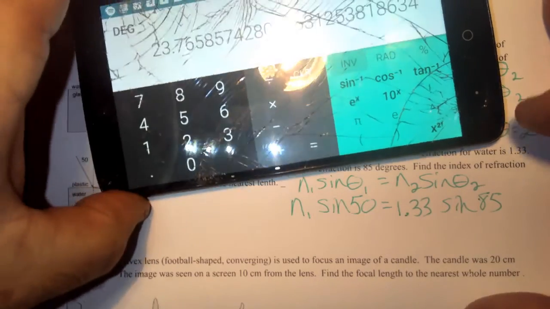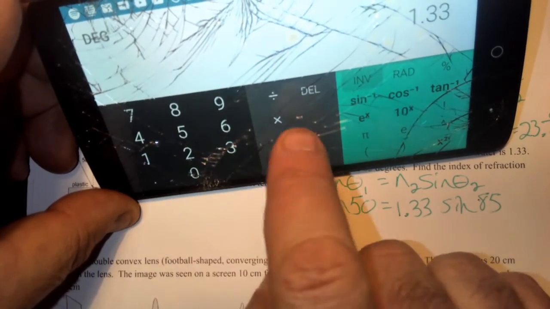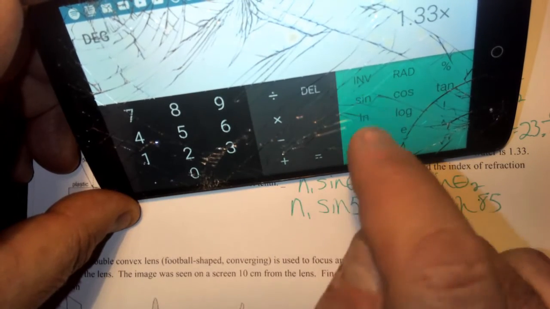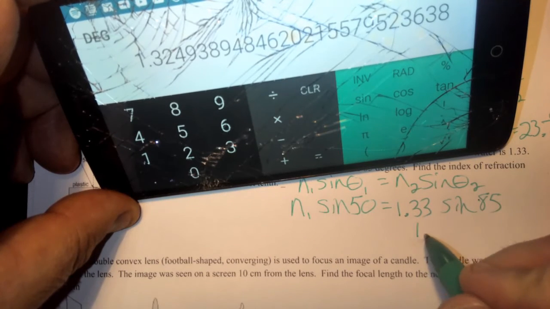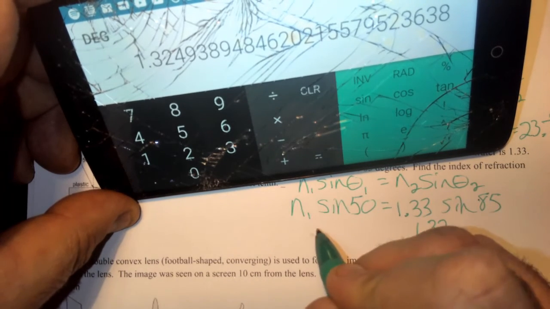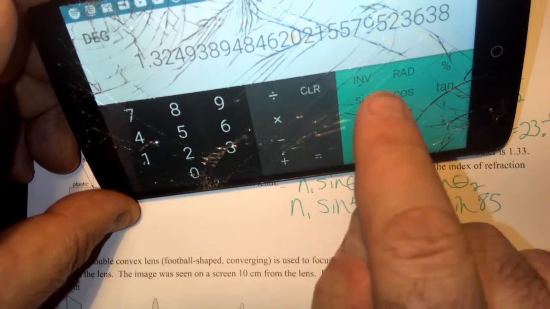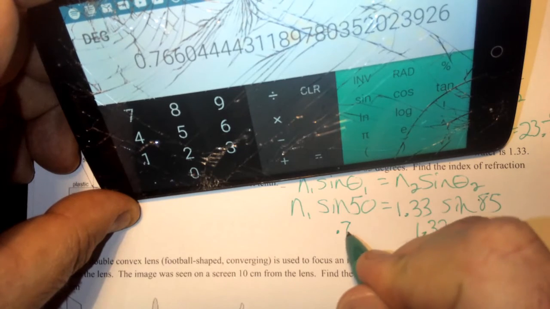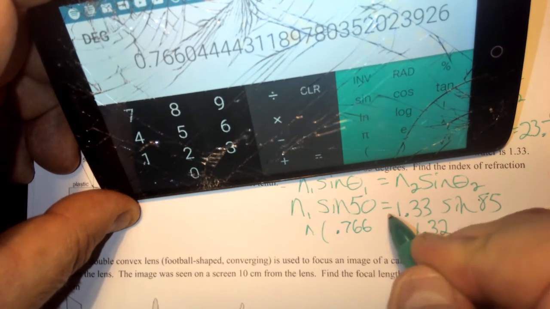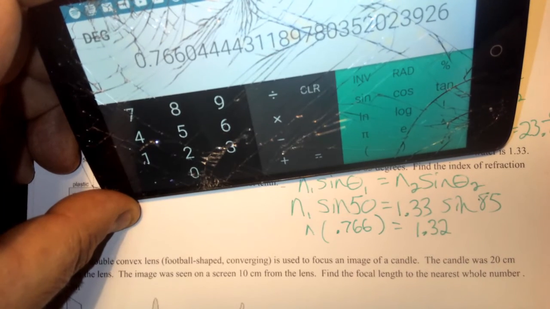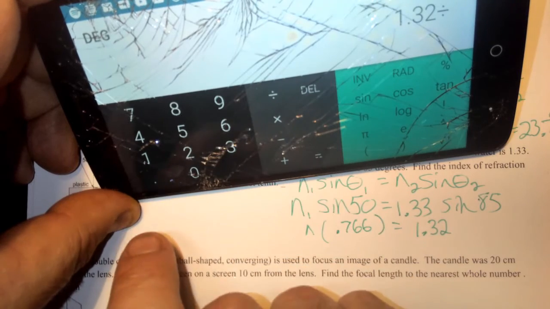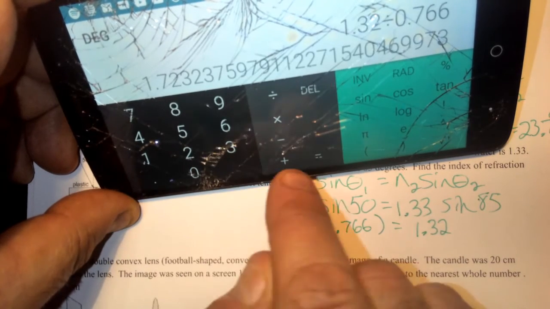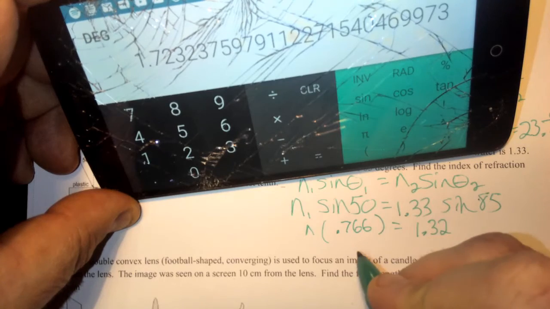On the right-hand side, we'll multiply 1.33 times the sine of 85, which equals 1.32. And the sine of 50 over here is 0.766. Divide both sides by 0.766. So 1.32 divided by 0.766 equals 1.72.